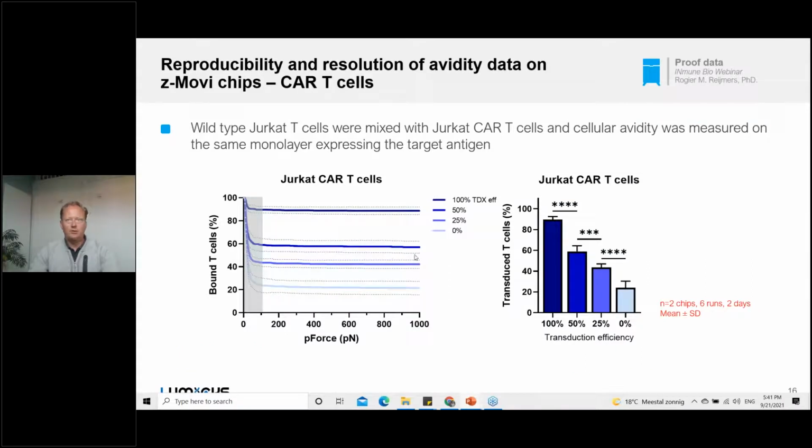And here you can see an example for CAR T cells. Wild type CAR T cells were mixed with CAR T cells expressing a CAR, and cellular avidity was measured for the same target monolayer expressing the target antigen. If you have a 100% pure population of transduced CAR T cells, you see very high binding. If you titrate in these negative CAR T cells, you can see that the avidity to the target is diminishing to almost background binding, shown in the lightest color. Here is the bar graph with very significant differences that can be observed using the system. We currently use this CAR T system as a so-called model system to address avidity-related questions.